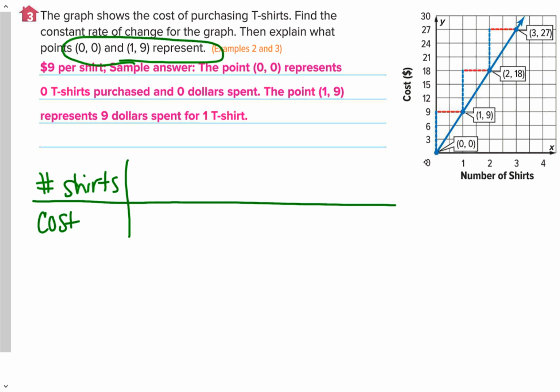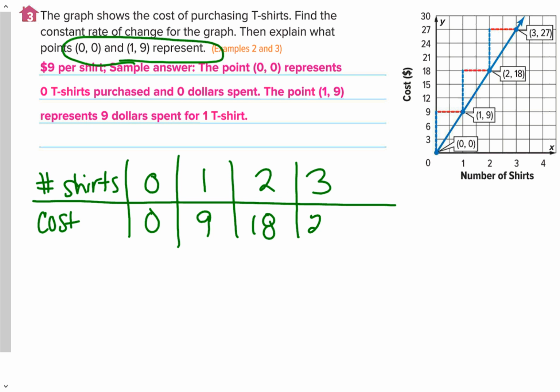Okay, so here we have the point 0, 0. And then we have the point 1, comma 9. So one shirt costs $9. And then 2 shirts cost $18. And then 3 shirts cost $27.